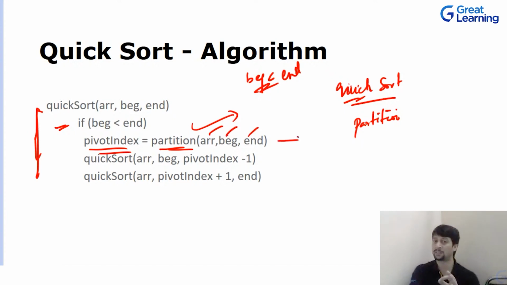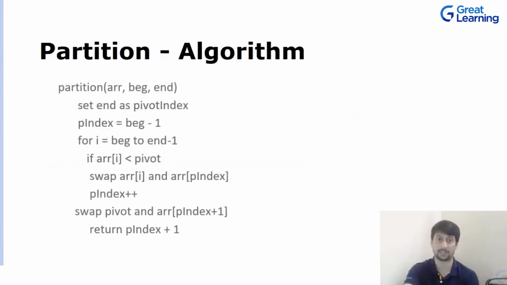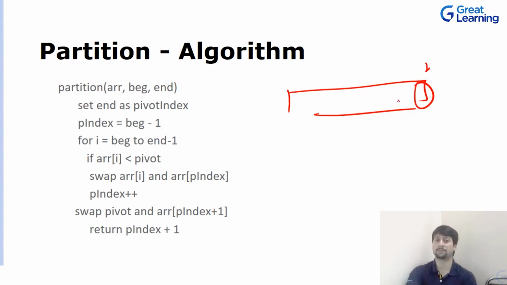Now let's first see this partition algorithm, how it is partitioning, and then we'll see these two portions, because then we have the left side and the right side. But first, let's try to partition it. How is partition done? If you talk about the partition algorithm, we set the last index as the pivot, right?